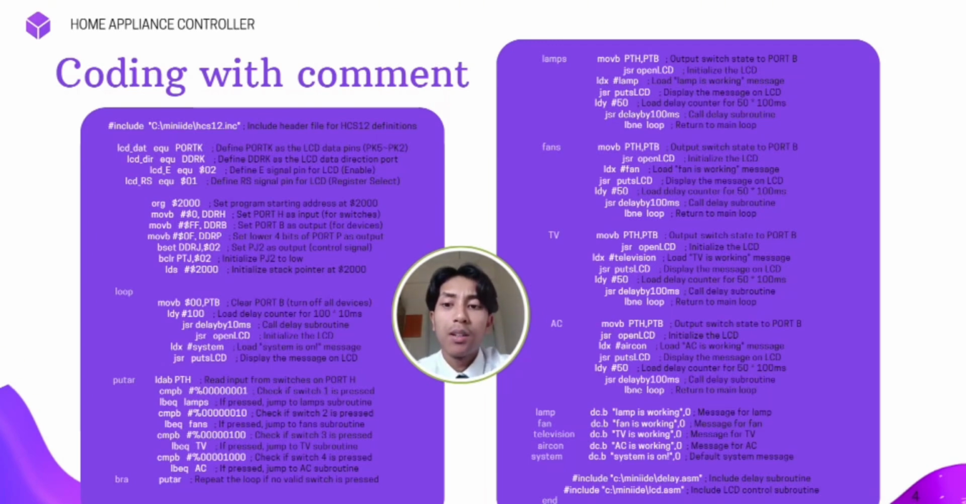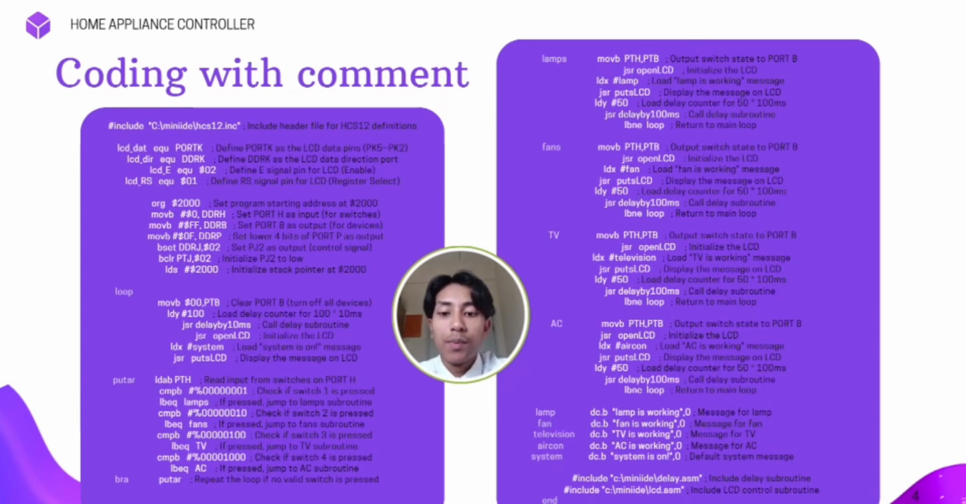So the first part of the coding, as you can see at the left side of the screen, we define our port K, which is the LCD to be used, and then we set the program to start at the address $2000, and we configure our input and output ports, which is port H for input, port B for output to control devices, and port P and port J used as control signals.